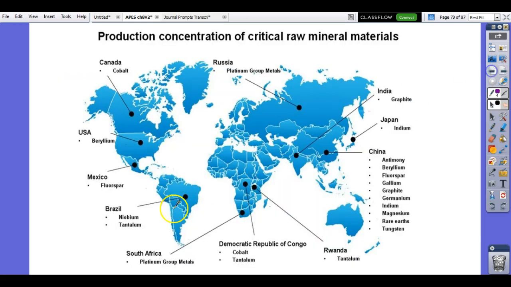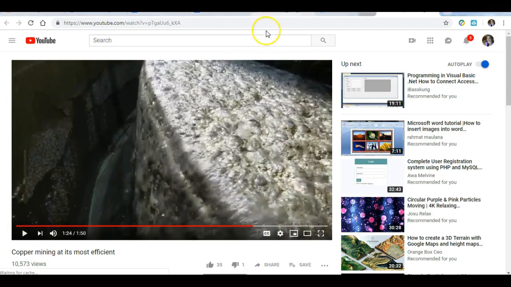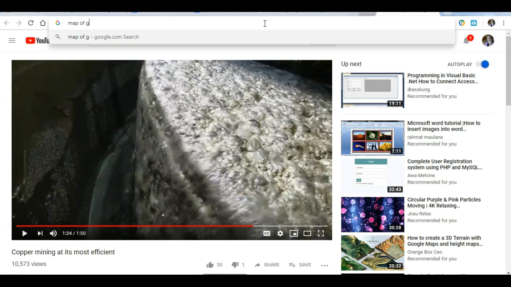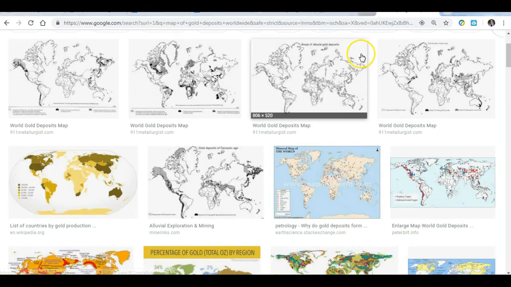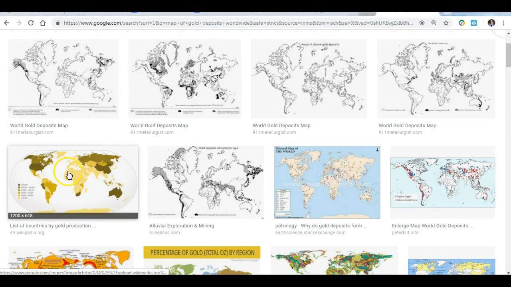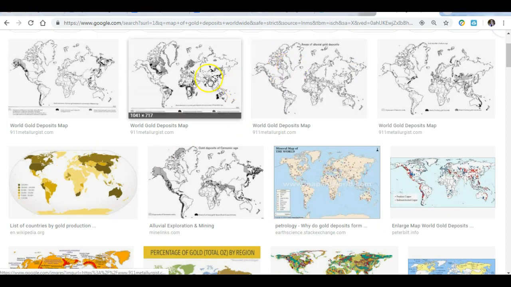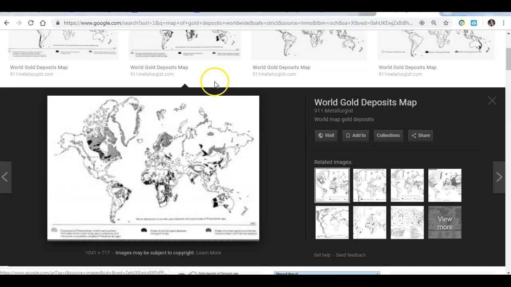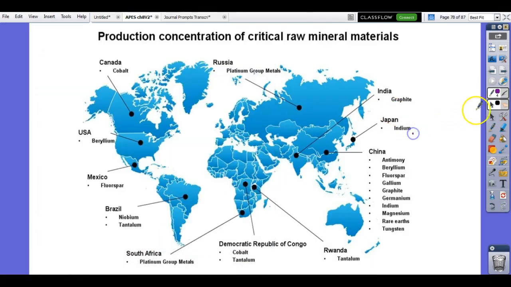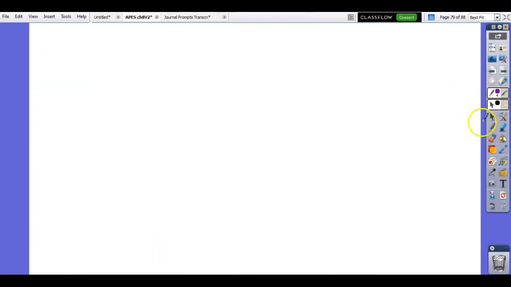Yeah, gold's not on there. I don't know. You can look it up. Map of gold deposits worldwide. I mean, obviously we have some out west. Let's see here. World gold production. Gold deposits. There you go. Here, we'll put it on this.